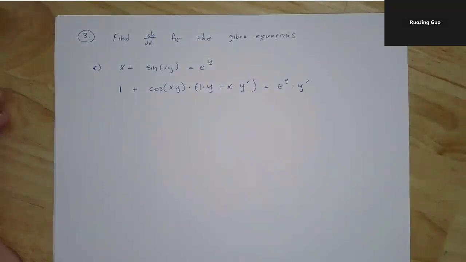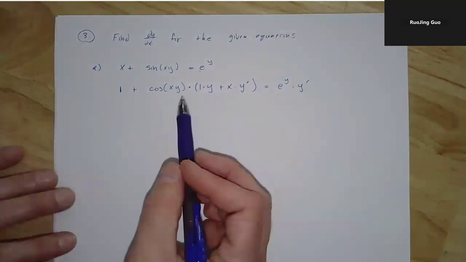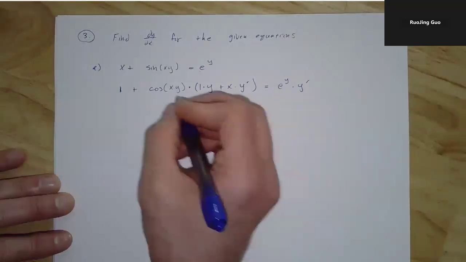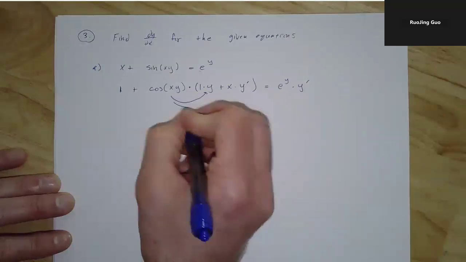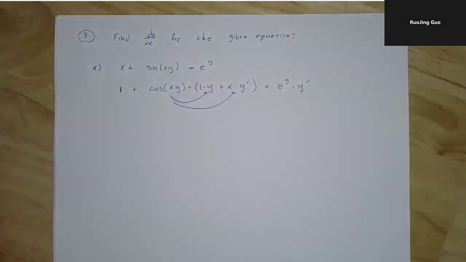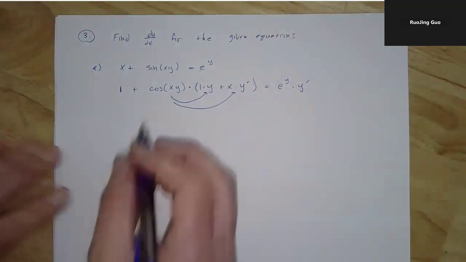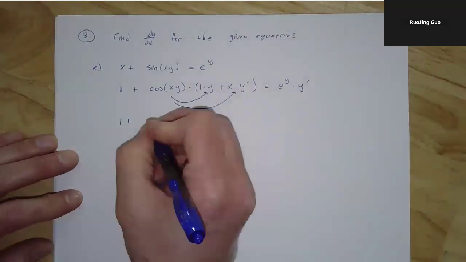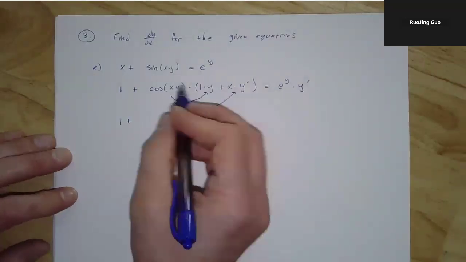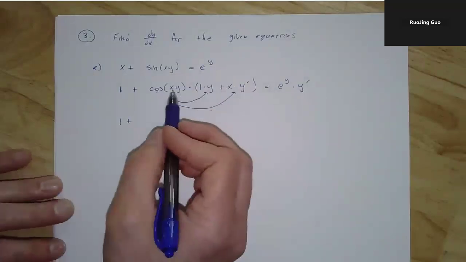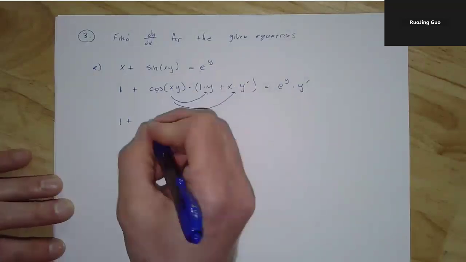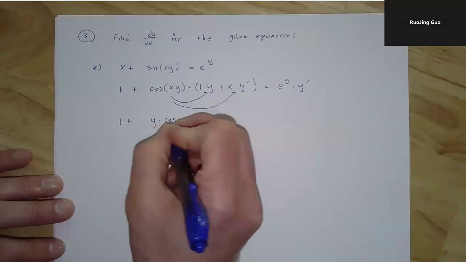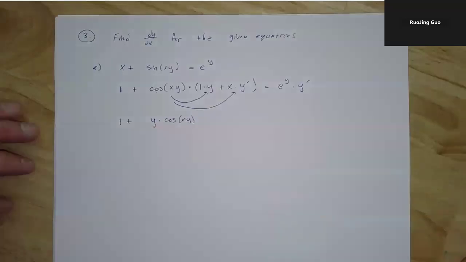This problem has an extra step in that you have to distribute this cosine of xy to this term and to that term before you can collect your y primes on the same side. So we distribute, we get 1 plus, and I would choose to write this not as cosine of xy times y, but as y times cosine of xy. I think it's a good idea to write things that you aren't taking the cosine of in front of the cosine or the sine or the natural log function.